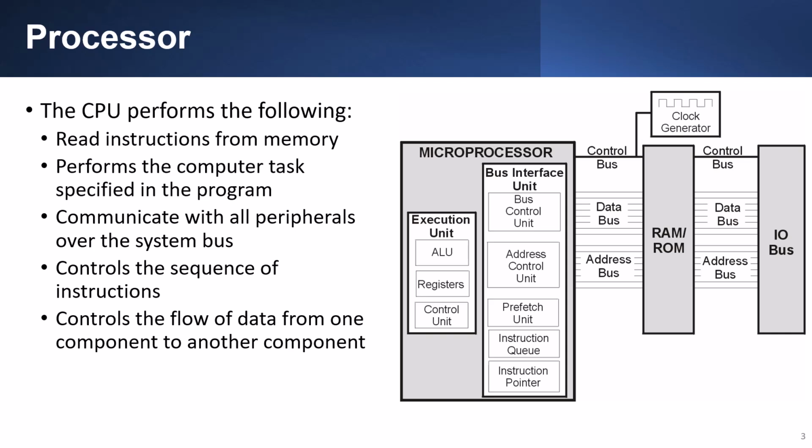The processor will follow instructions provided from memory and perform the computer tasks specified in the program. It will communicate with all peripherals over the system bus. It controls the sequence of instructions and the flow of data from one component to the other.